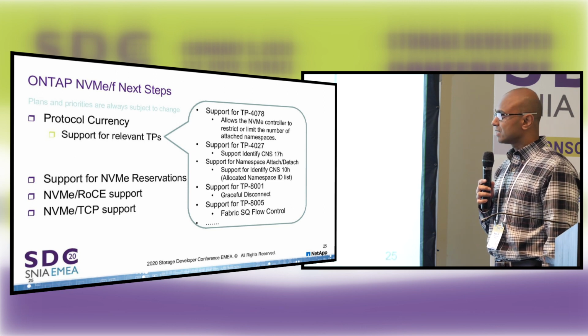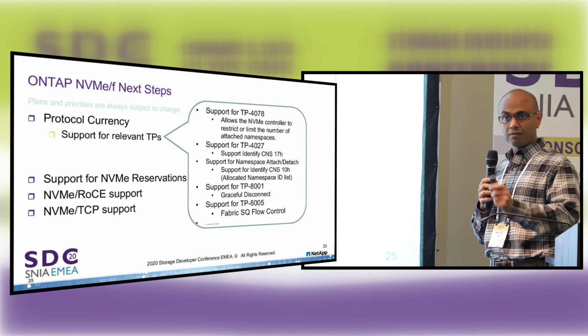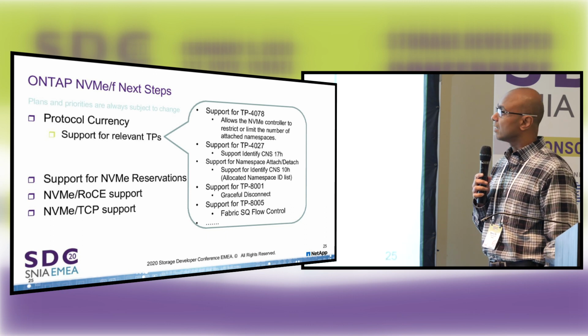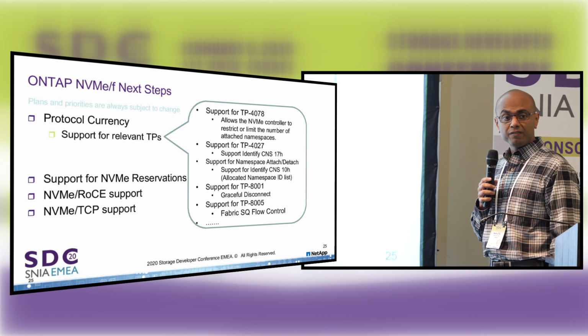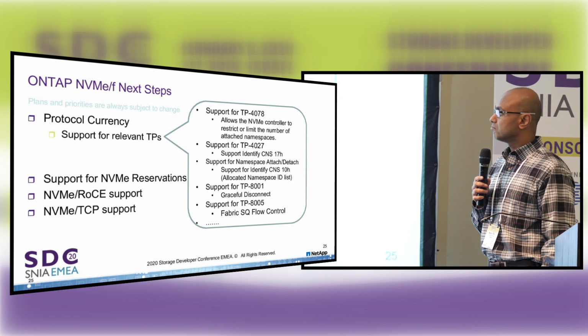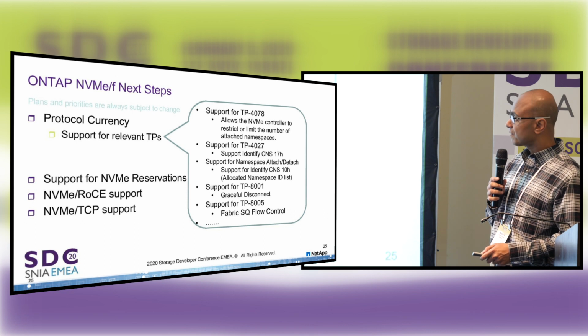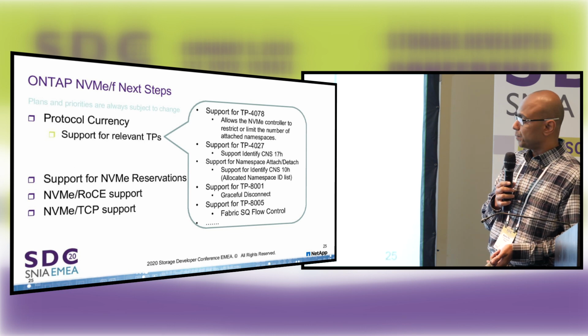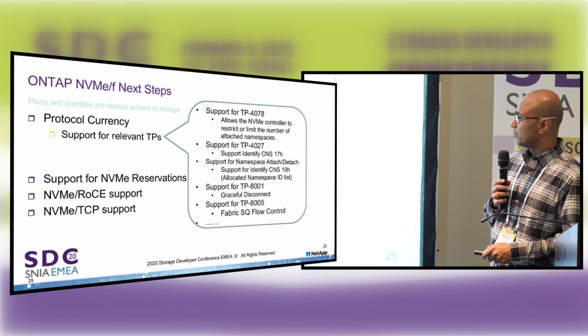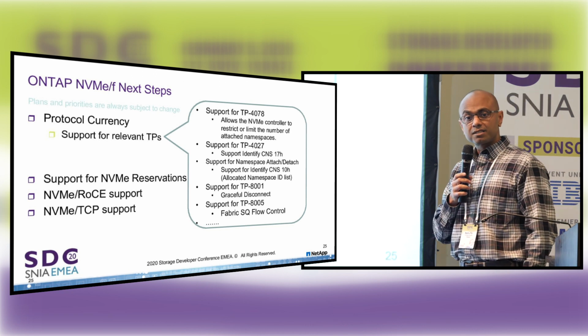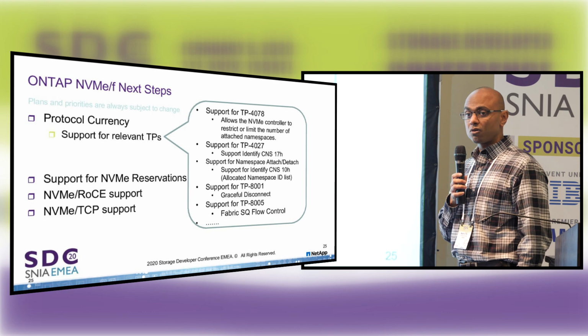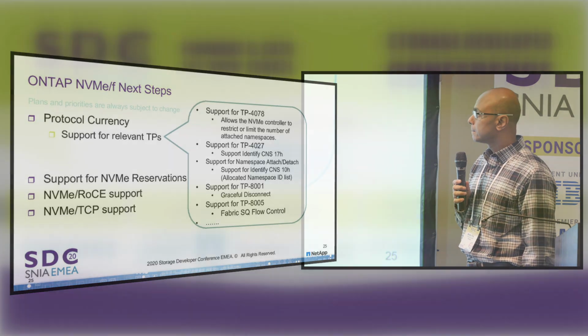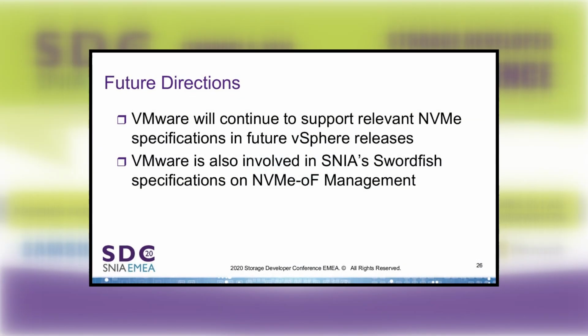Other than protocol currency, we have some big ticket items that we are still working on to get to completion in this space. The first one is NVMe reservations. The protocol has reservations available, and we need to get that running. And the next two are a couple of transports that we need to do. We came out with FCP. We need the RDMA transport to come out next, and that's what we will be working on. And the other thing is TCP transport, which is going to make this protocol even more ubiquitous.